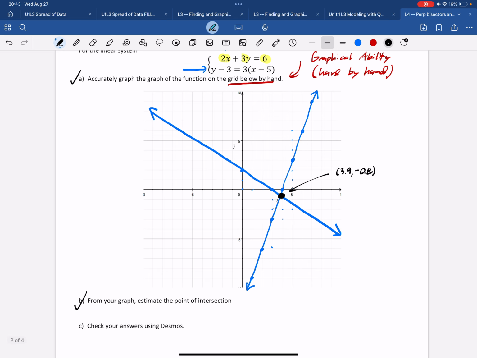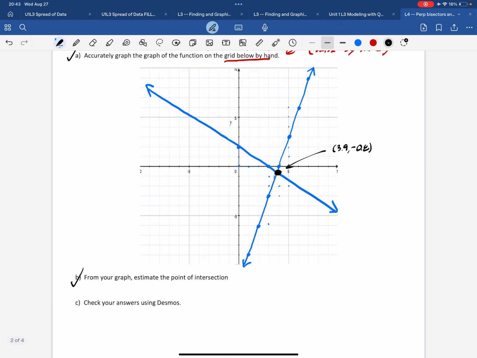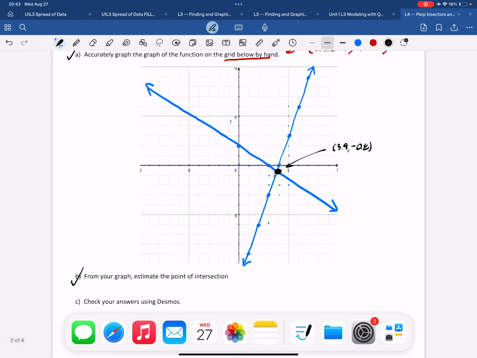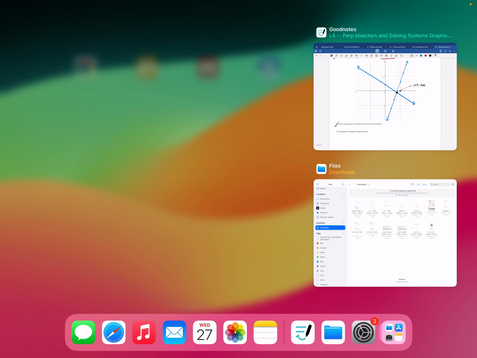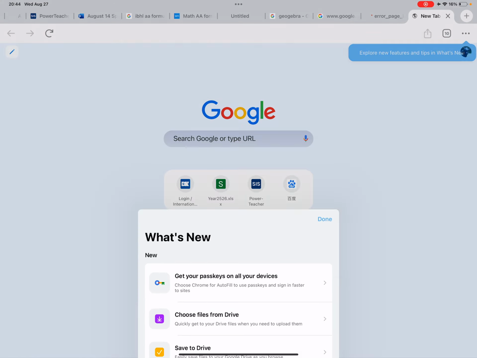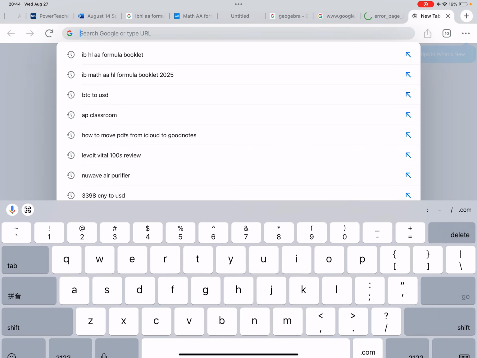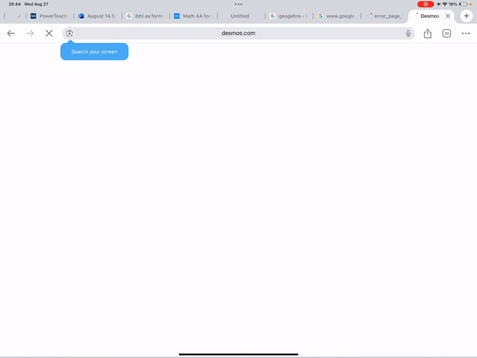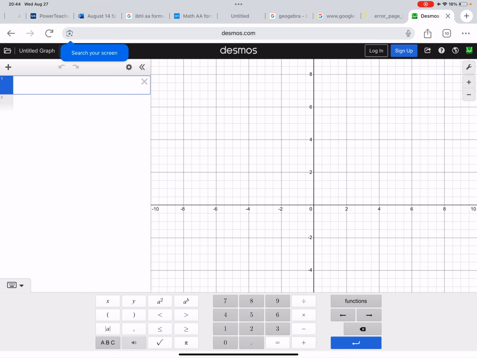Check your answers using Desmos. You know what? I wonder if I can do this here. Let's see how long it takes me. I think you can see this still. Is it going to let me load up Desmos? Yeah, okay. So here's the cool thing, right?